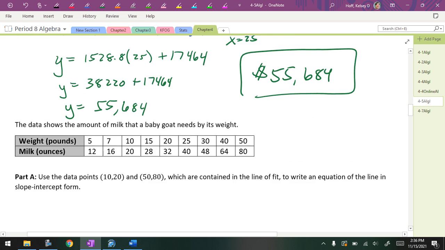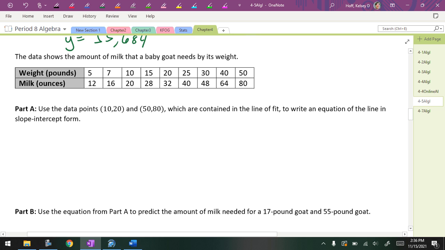Okay. The data shows the amount of milk that a baby goat needs by its weight. Use the data points 10, 20 and 50, 80, which are contained in the line of fit, to write an equation of the line in slope-intercept form. They give you the 2 points on your own. Find me this equation, and then I'm going to show you my answer here in just a minute. On your own, write your equation in slope-intercept form.